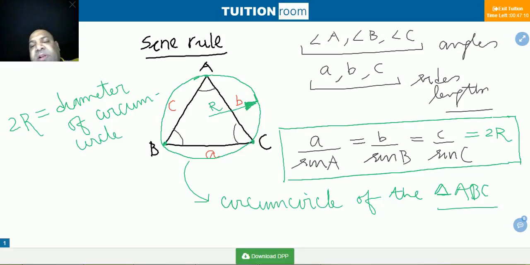This is the sine rule. This is a very important formula. Before I use this formula, I think you all should copy it, so please copy it. I think you all have copied it.